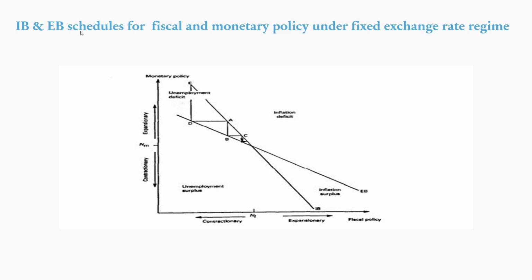And if policymakers use fiscal policy to eradicate the BOP deficit and monetary policy for internal balance, the economy moves from point A to point D. The external balance is achieved but at the cost of high unemployment. If the authority then uses an expansionary monetary policy to achieve internal balance, the economy moves from point D to point E. The process is called unstable and divergent.